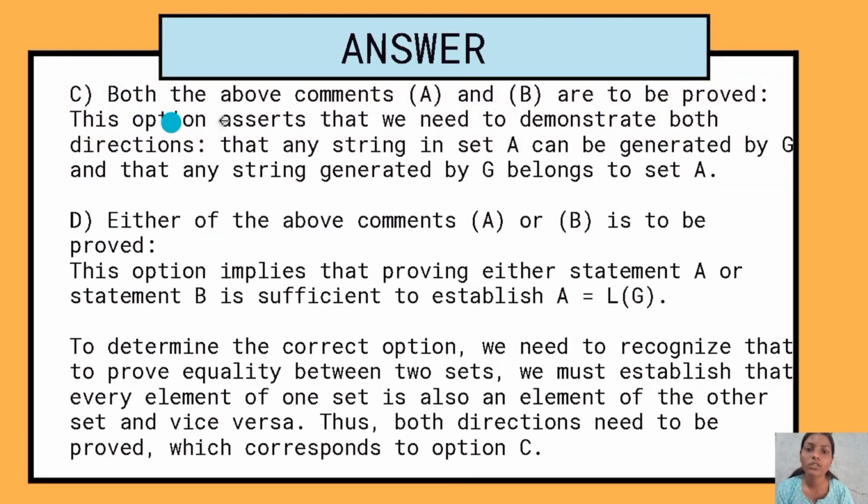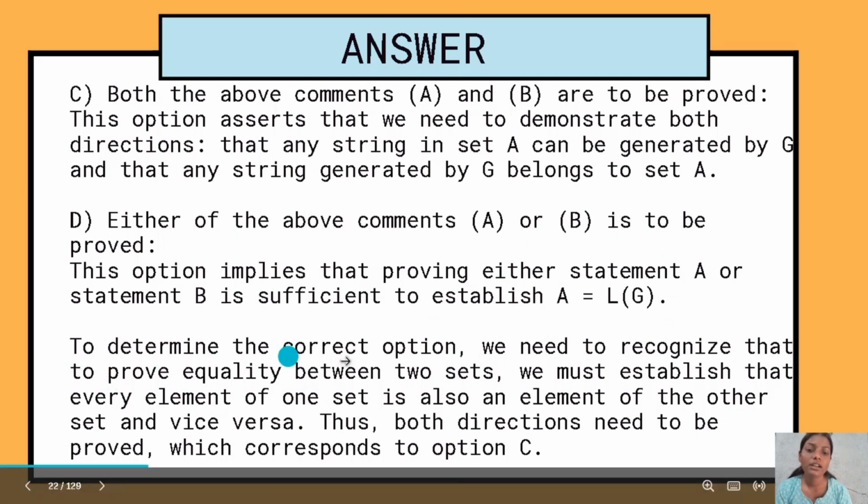C option says both the above comments A and B are to be proved. This option asserts that we need to demonstrate both directions: that any string in set A can be generated by G and that any string generated by G belongs to set A. Option D says either of the above comments A or B is to be proved. This option implies that proving either statement A or statement B is sufficient to establish A = L(G).